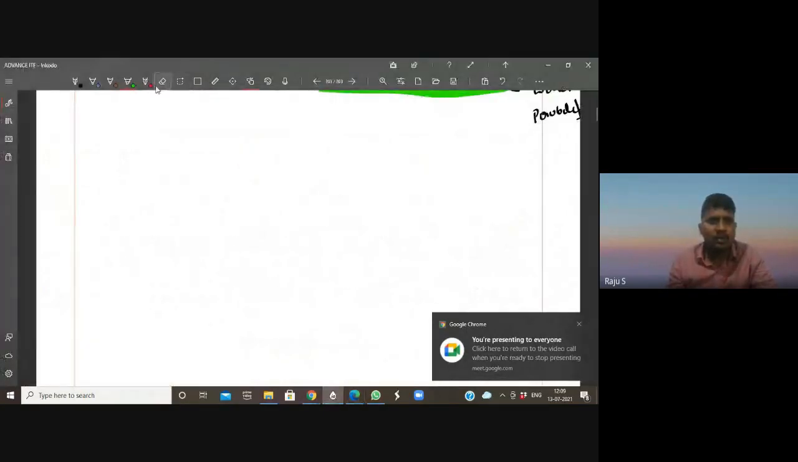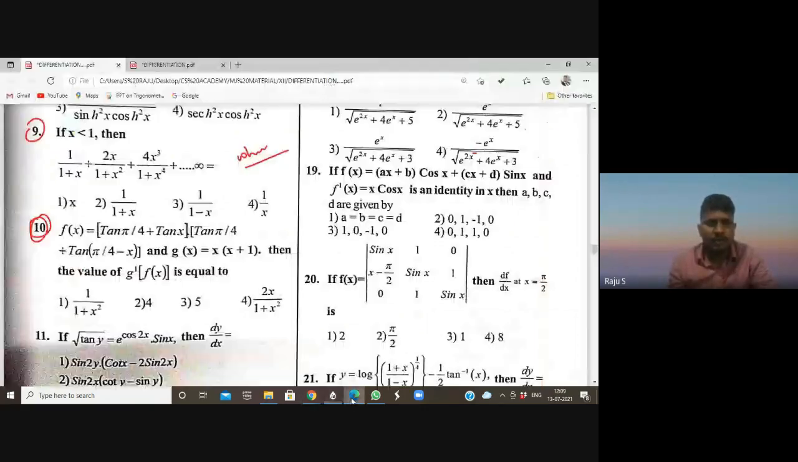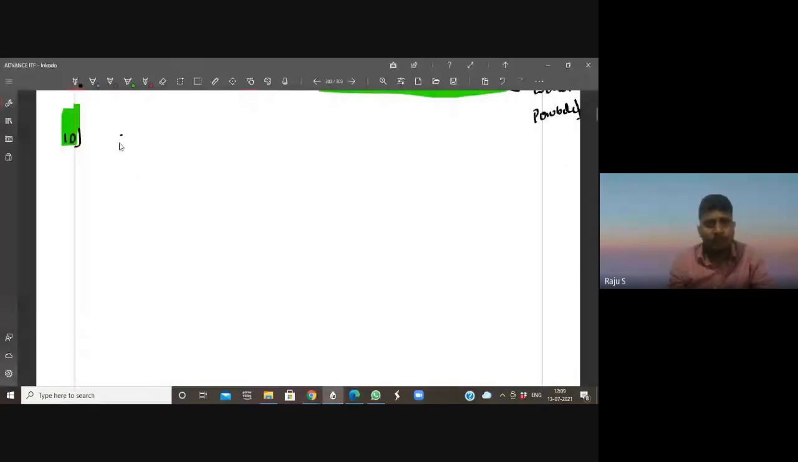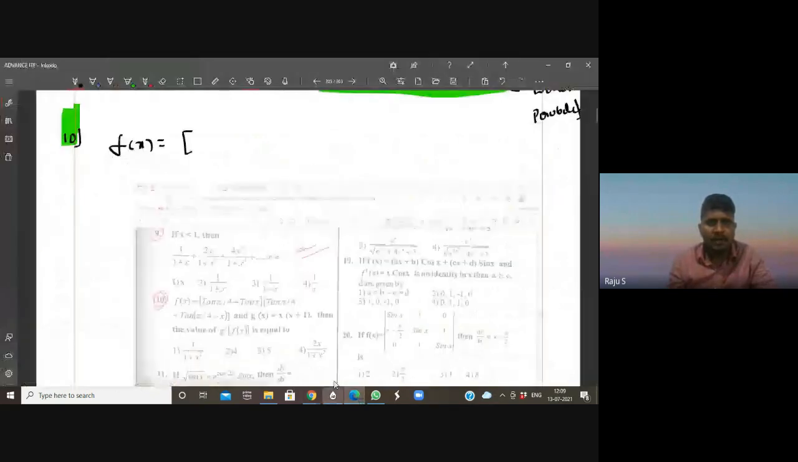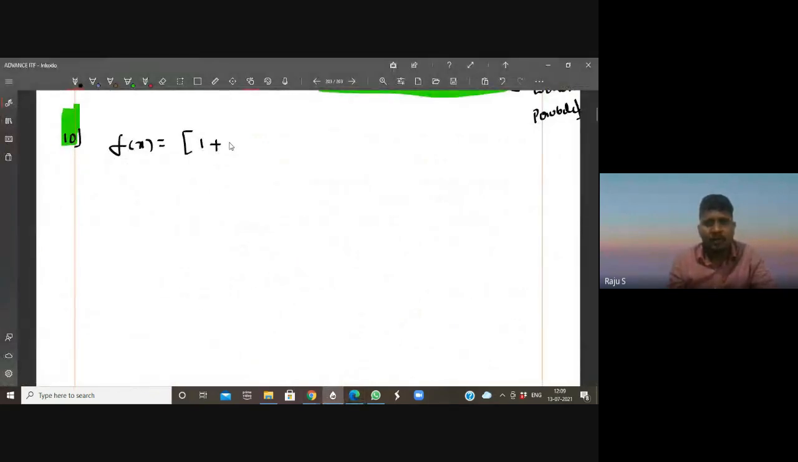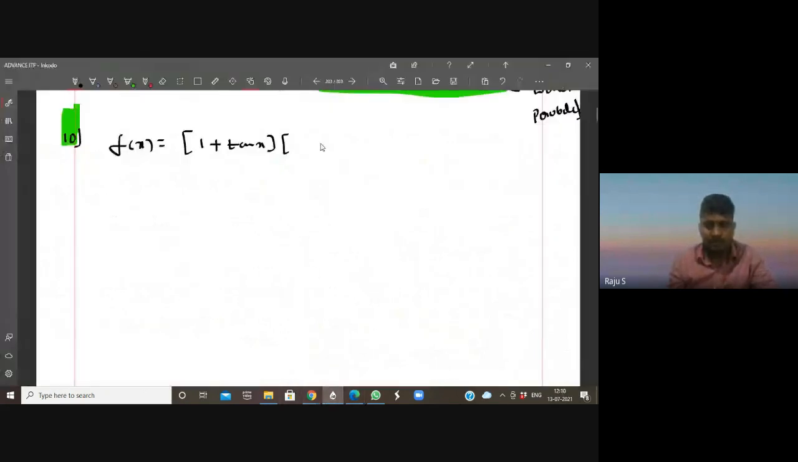Right. What is question number 10? Question number 10 is f of x is equal to tan pi by 4 plus tan x, where tan pi by 4 is 1 plus tan x, into tan pi by 4 plus tan pi by 4 minus x, where tan pi by 4 is 1 plus tan pi by 4 minus x, they given.